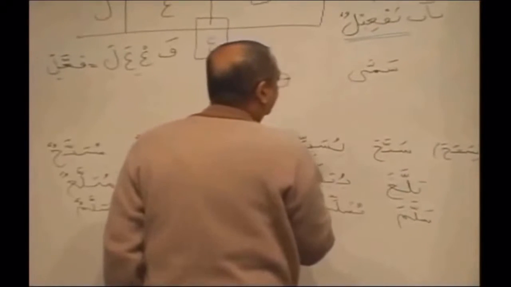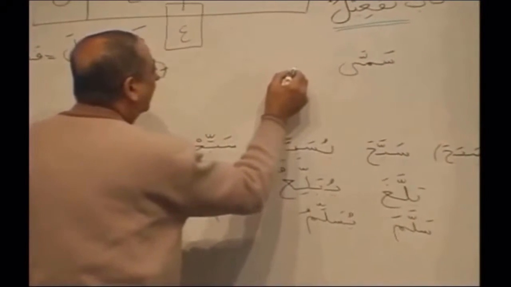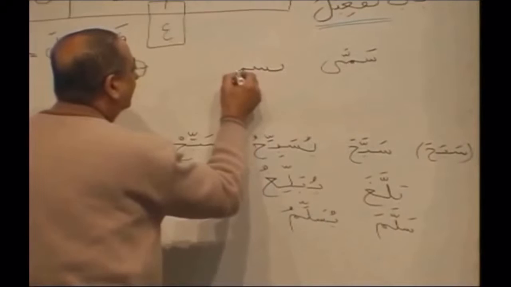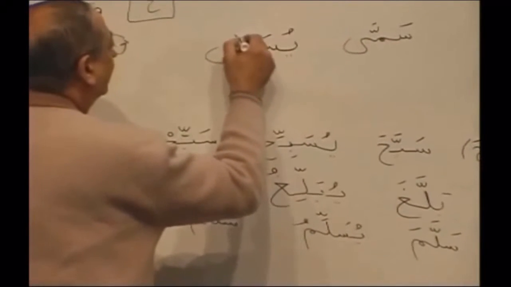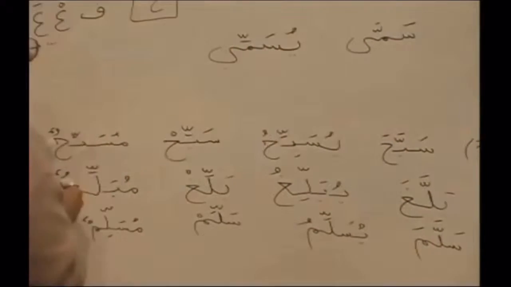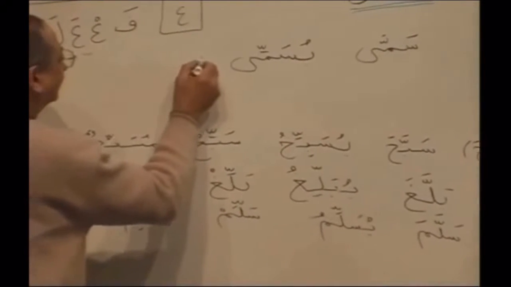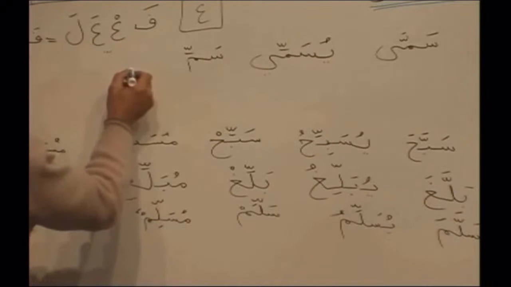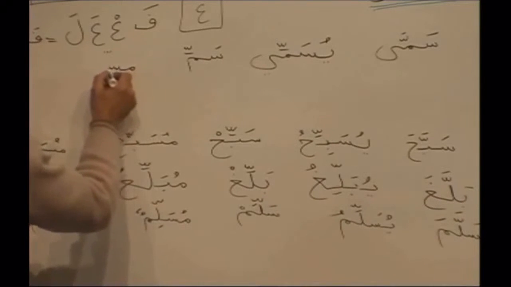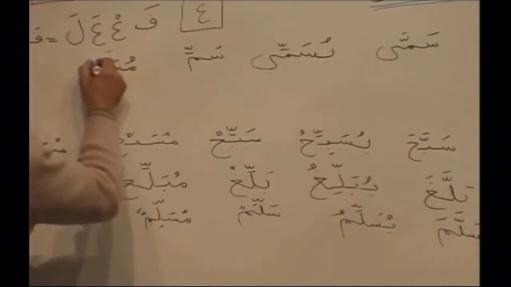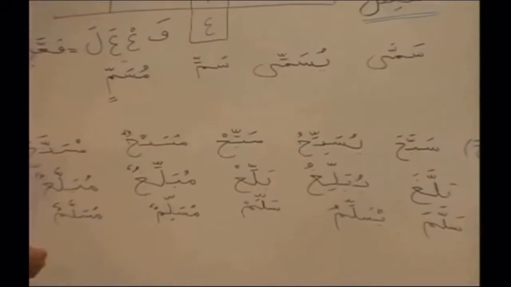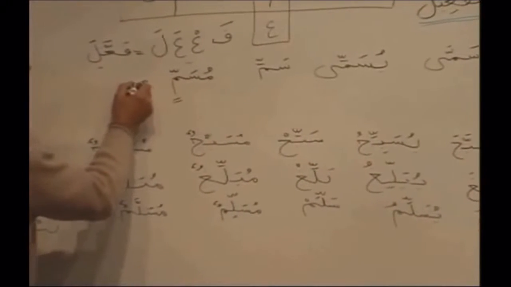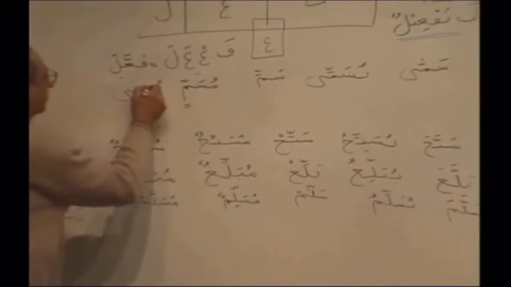Samma. What will be the mudari? Yusammi. Yusammi. Amr. That's all. And then ism fa'il. Ism maf'ul. This is how you will write it down.